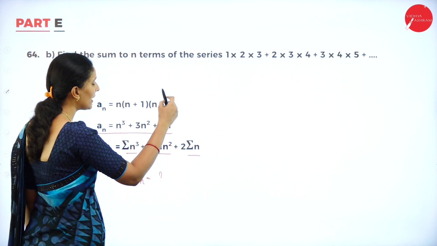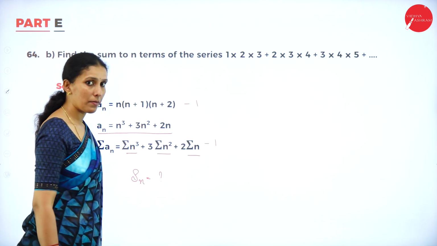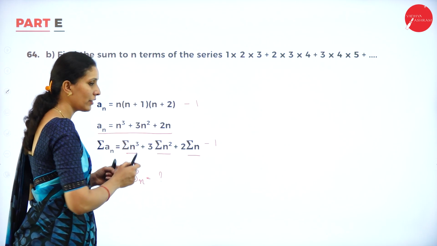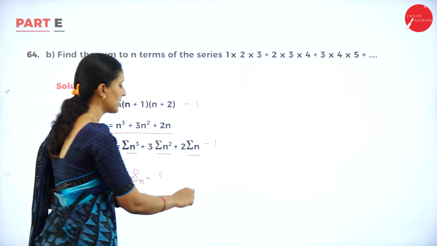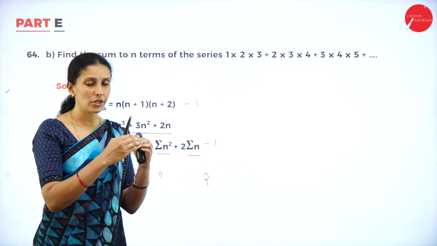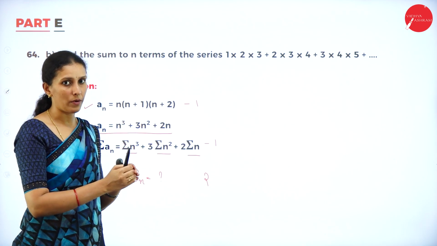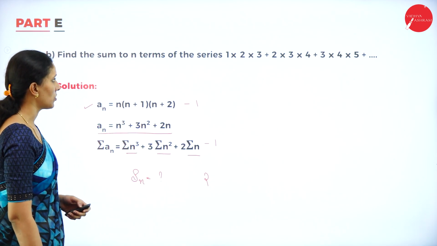So expressing the nth term carries 1 mark here. Finding the summation carries 1 mark. Simplification and finding the value of the summation of the series carries 2 marks here. So total 4 marks for this question. Hence for question number 64, 1 question for 6 marks and 1 question for 4 marks. Let's move to the next question.